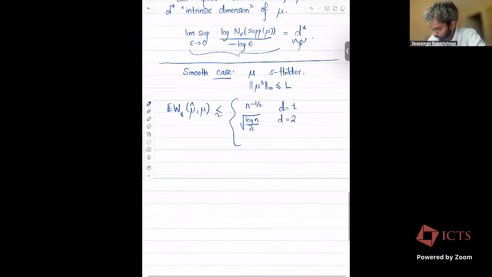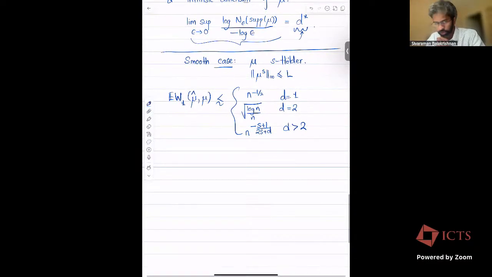And then when you're in higher dimension, rather than get an n to the minus 1 over d rate, you get something which looks like n to the minus s plus 1 over, say, 2s plus d. So this is when d is bigger than 2. So this rate of convergence improves as I assume more and more smoothness.